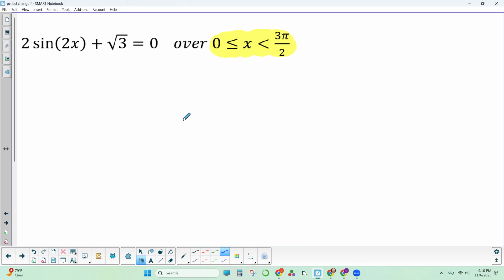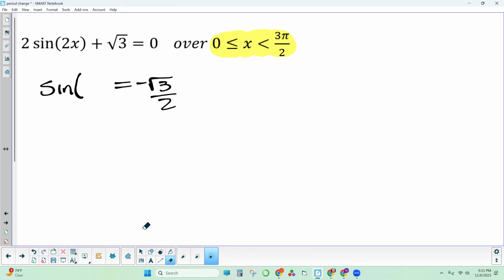Right now, we're just going to solve this like we would any other. I'm going to isolate sine. So I'm going to subtract the square root of 3 and then divide by 2. And that will give me sine of 2x equals negative square root of 3 over 2.